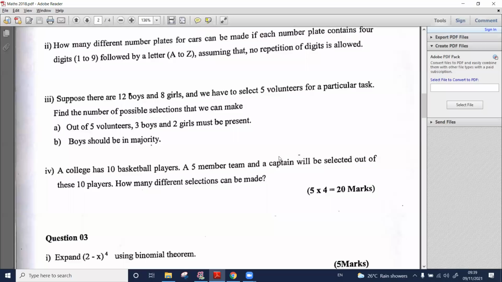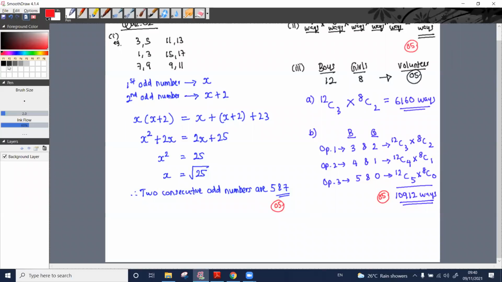If we are considering the order, that means that is about permutations, right? So here there are 10 basketball players. Out of them we are going to appoint a captain. Part 4. There are 10 basketball players. Out of them we are going to appoint one for a dedicated position. Out of 10 we are going to appoint a captain.